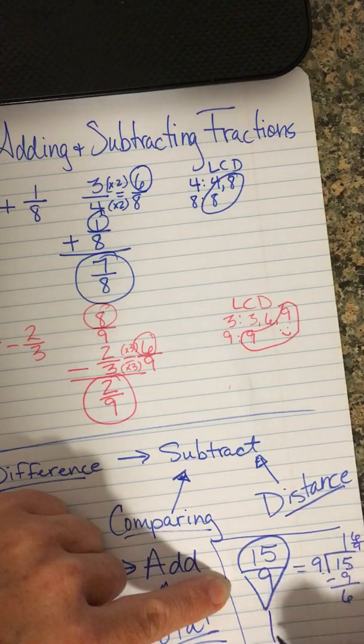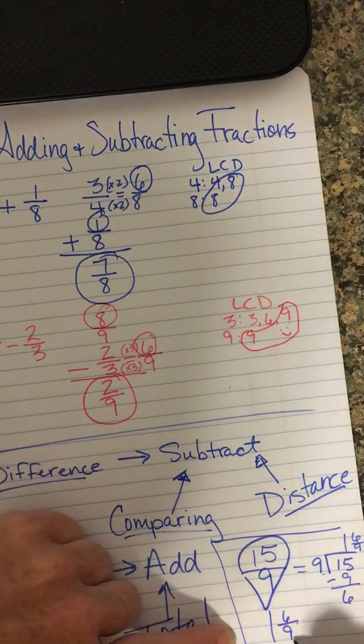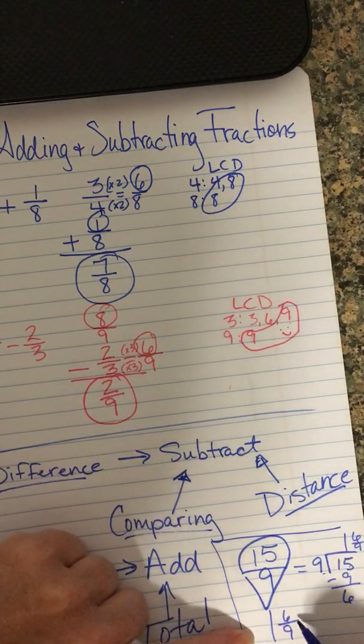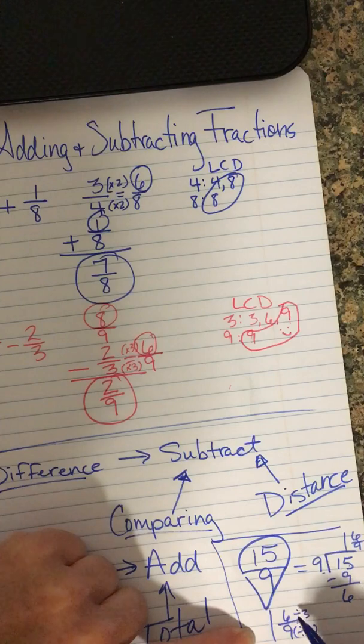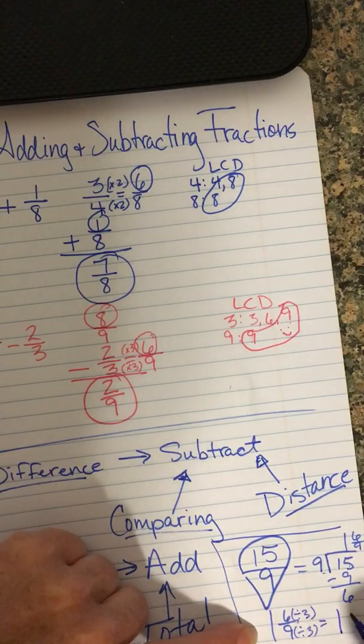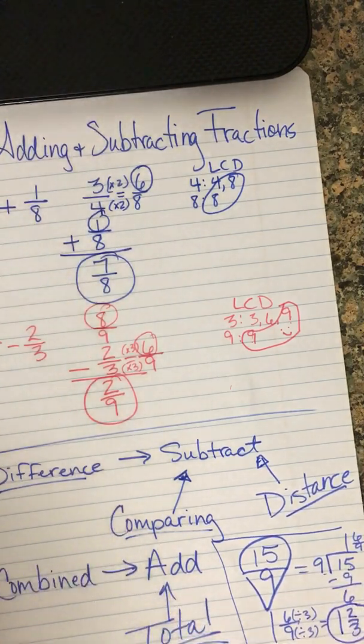Be really careful because sometimes you're going to convert and you're like, okay, I'm done. But 6 and 9 can both be reduced and divided by 3. So this fraction is actually equivalent to 1 and 2/3, and you're going to need that for your final answer.